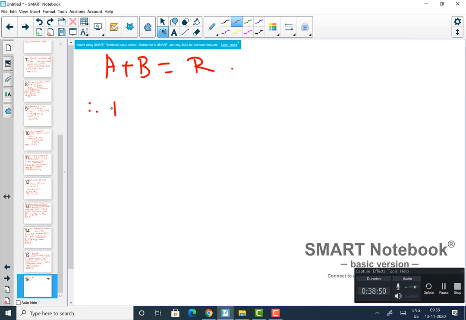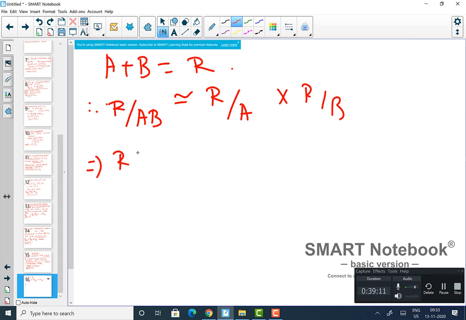Then you can use the fact that R mod AB is nothing but R mod A times R mod B, right? Now, AB is what? They are co-maximal, and for co-maximal ideals, you know that the intersection equals the product. So that is nothing but I1 intersect I2 intersect up to I_n, right? And this is nothing but R mod I1.